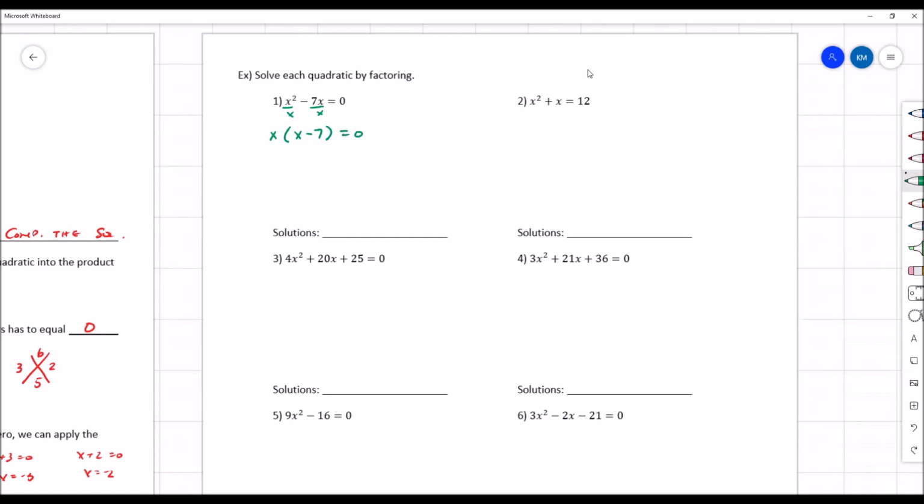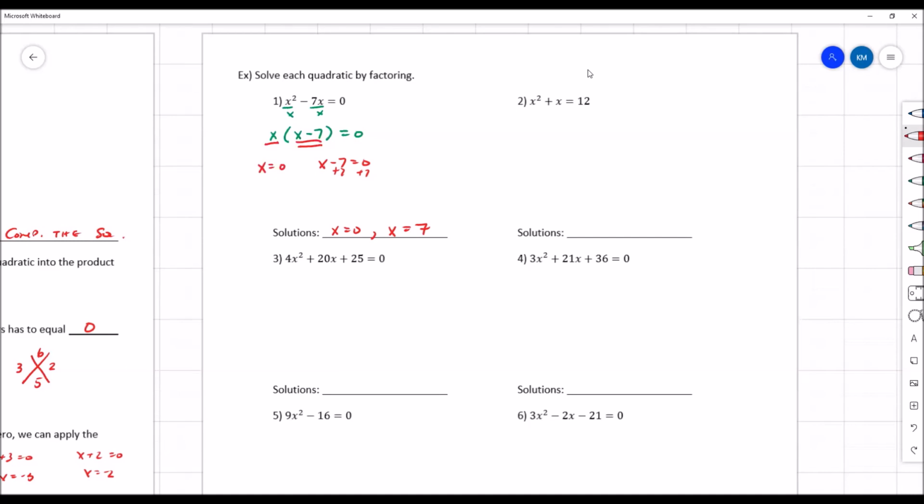And this throws people off, but again, it's just 2 numbers, x and x minus 7, multiplying each other and getting the answer 0. So either this first number, x, is 0, or the second number, x minus 7, equals 0. And we solve. The first one is actually already solved, x equals 0. For the second one, add 7 to both sides, x equals 7. Here are our 2 solutions.